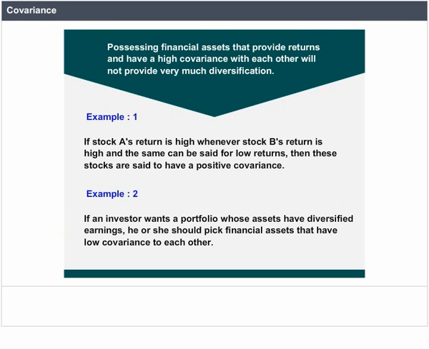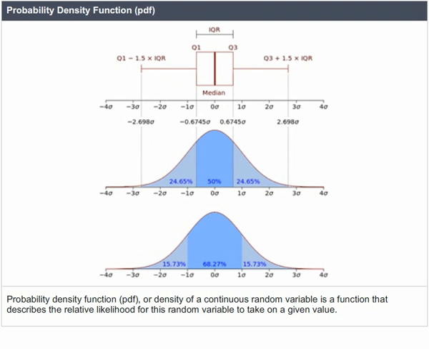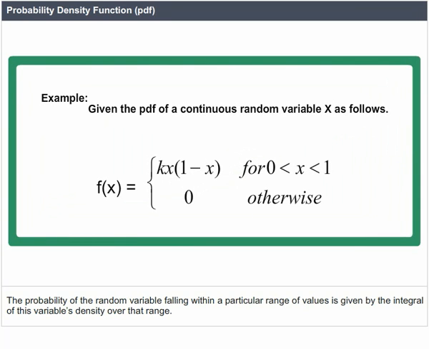Probability density function. The probability density function, or density function, of a continuous random variable is a function that describes the relative likelihood for this random variable to take on a given value. The probability of the random variable falling within a particular range of values is given by the integral of this variable's density over that range.